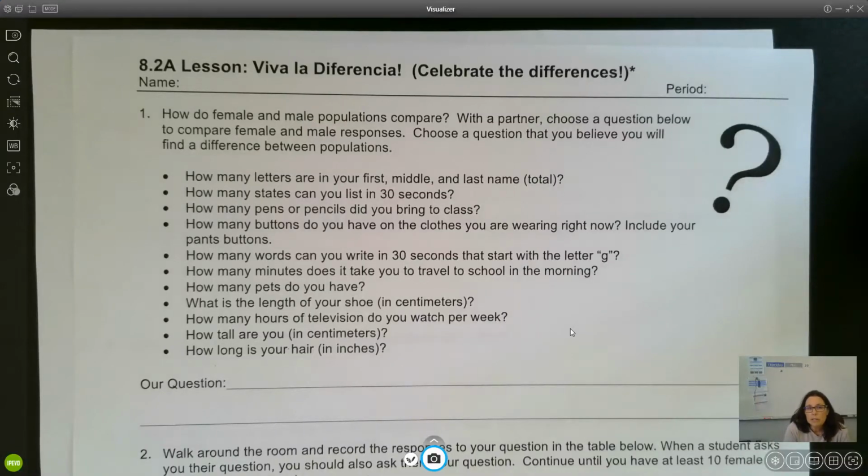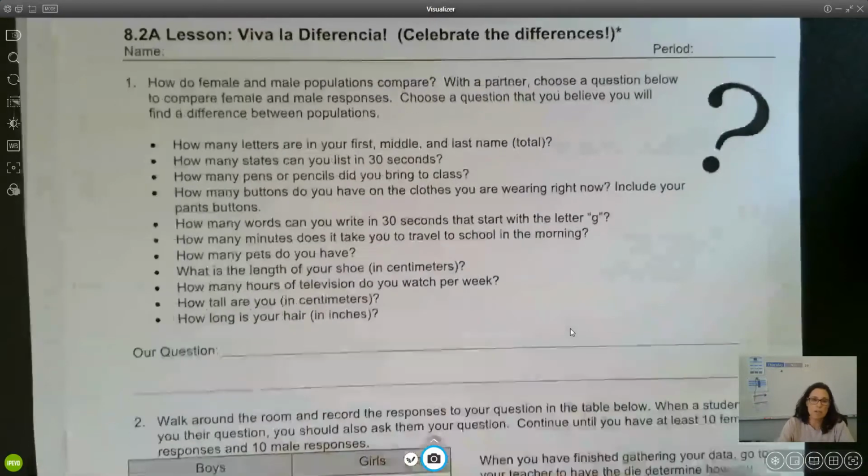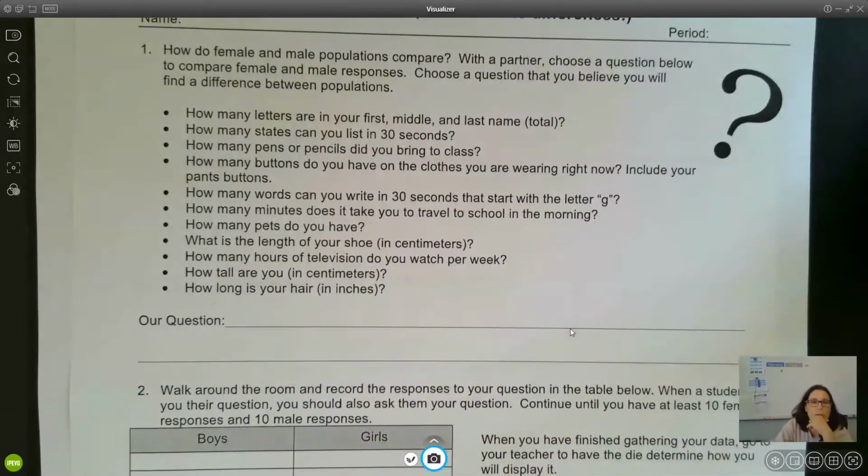Okay, on 8.2a lesson, the first couple of problems have to do with conducting a little survey with your classmates. Since I don't have classmates in here right now, we're going to skip those two questions. Basically, you would choose one of these questions and ask for a response from your classmates.